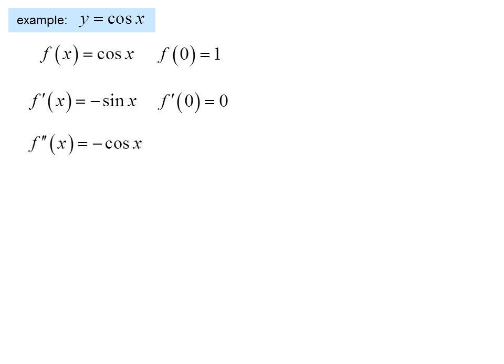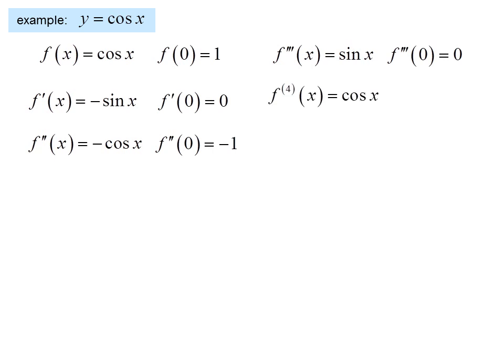The second derivative is negative cosine x. The second derivative at 0 is negative 1. The third derivative is sine x. So the third derivative at 0 is 0. The fourth derivative is cosine x. And the fourth derivative at 0 is 1.